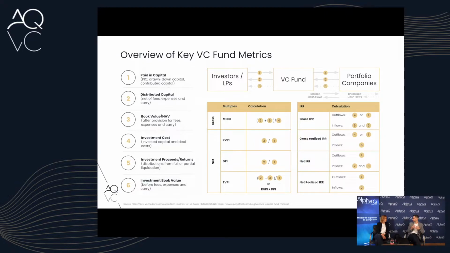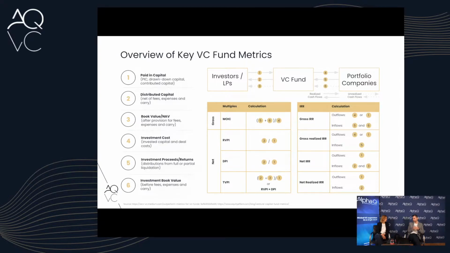And then the sixth and final metric is the investment book value or the fair value of these portfolio companies, basically shown on a fund's financial statements as unrealized fair value. So if you take a look at the table in the middle of the slide, you can see the money multiples and how they are calculated.